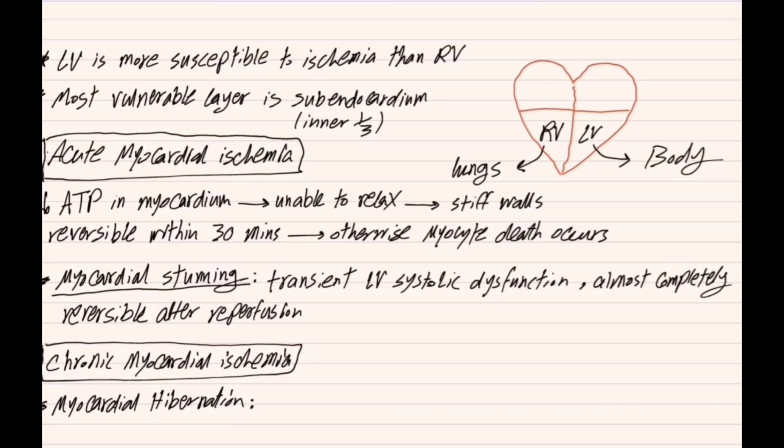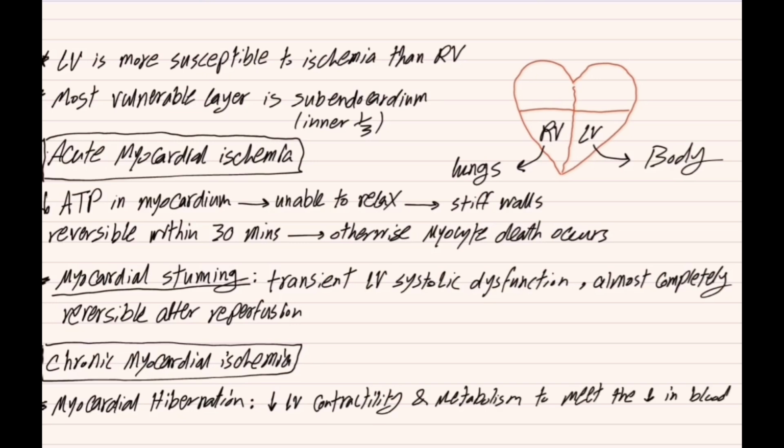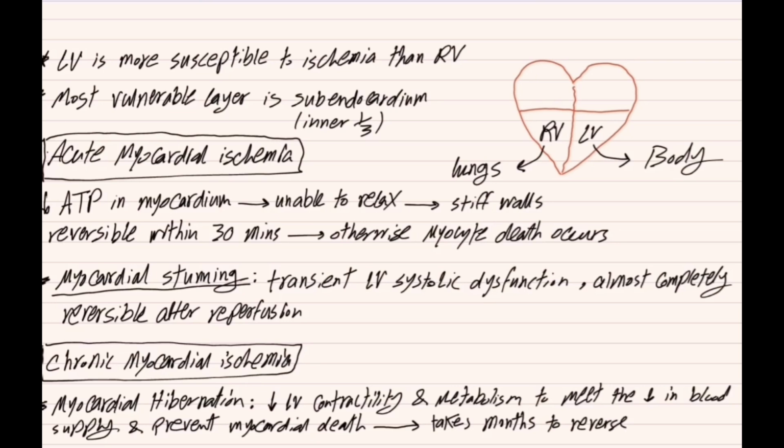When blood flow decreases gradually, the heart decreases its contractility and metabolic demand to meet the decrease in blood supply and prevent myocyte death. And when this happens, we have left ventricle systolic dysfunction, but this dysfunction takes months to reverse. And you can compare that to myocardial stunning, which is almost completely resolved or reversible after reperfusion.